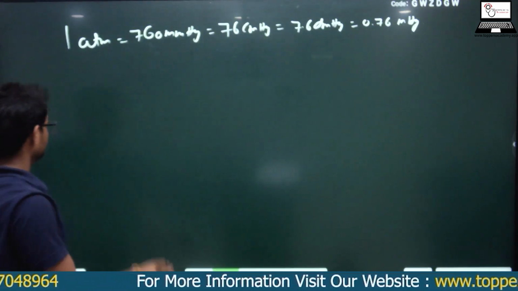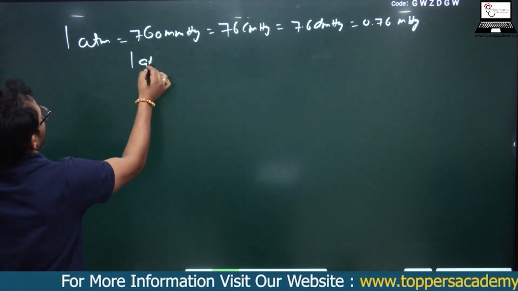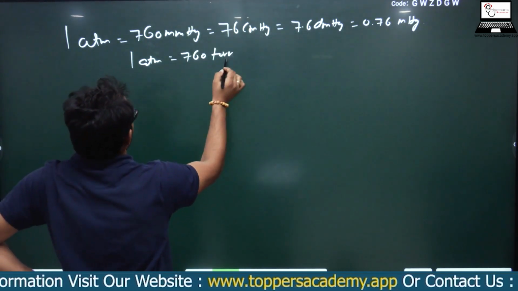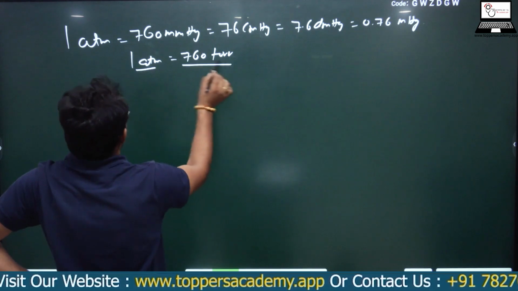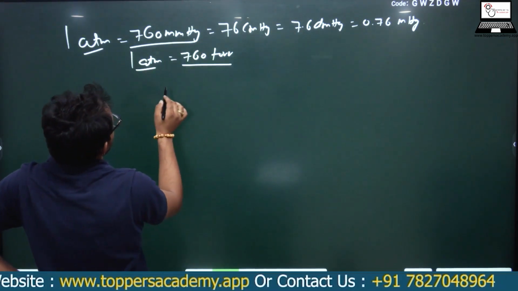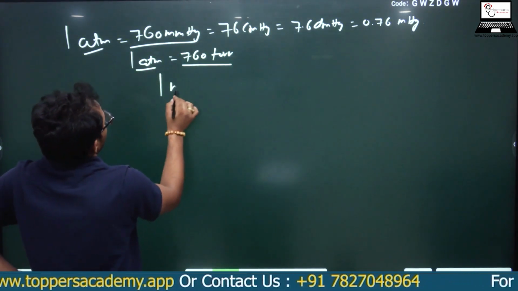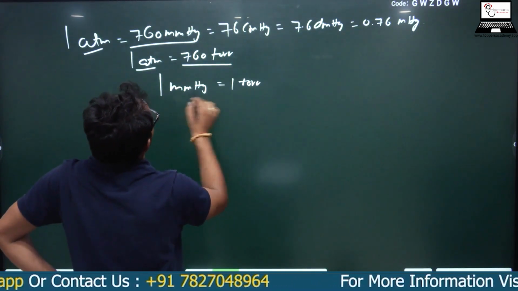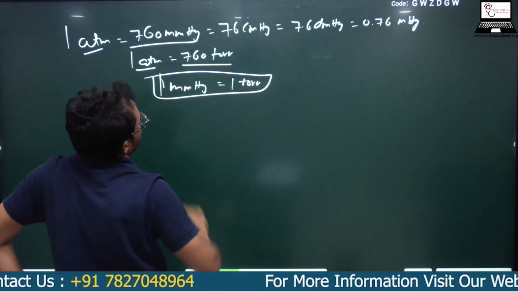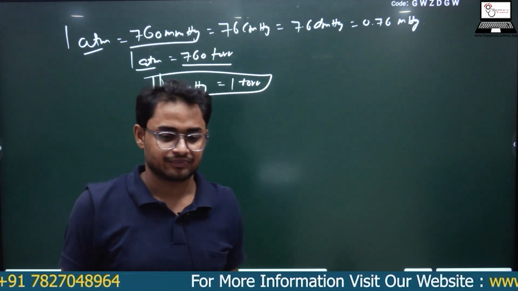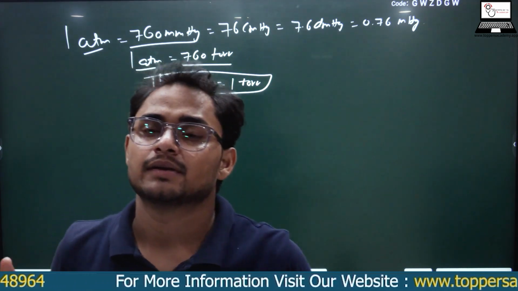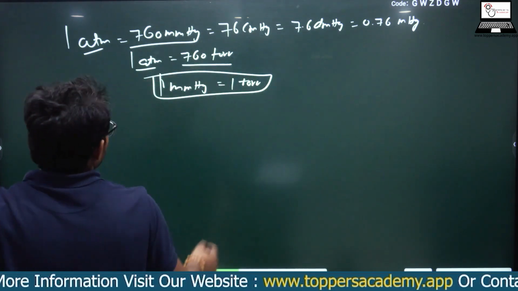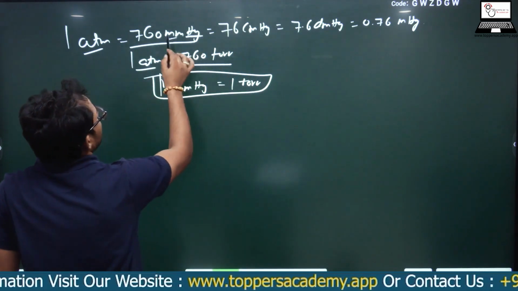Now one more thing, one ATM is equal to 760 torr. So listen, one ATM is equal to 760 torr, one ATM is equal to 760 mmHg. That means 1 mmHg and 1 torr are all the same, right? Equal.